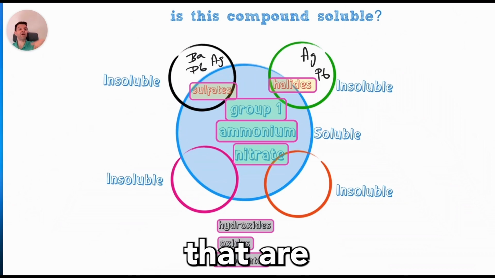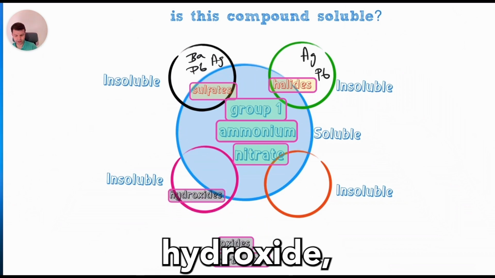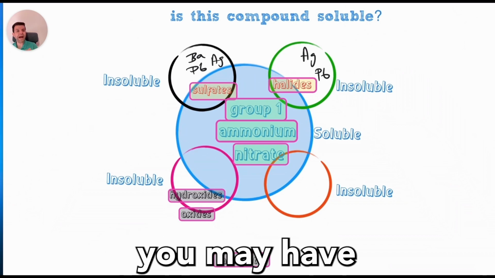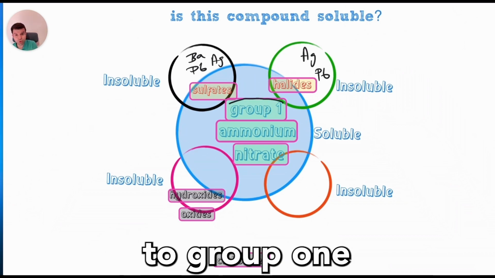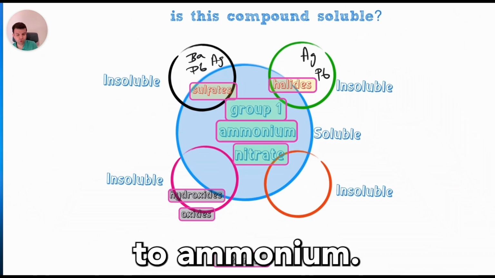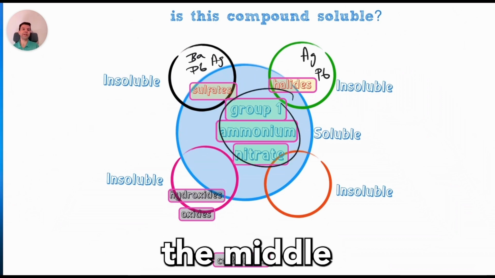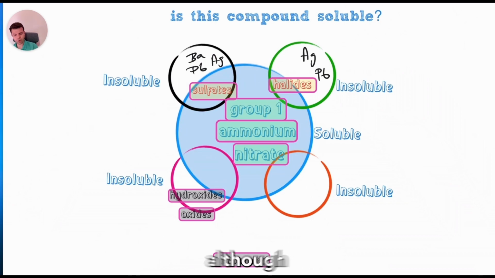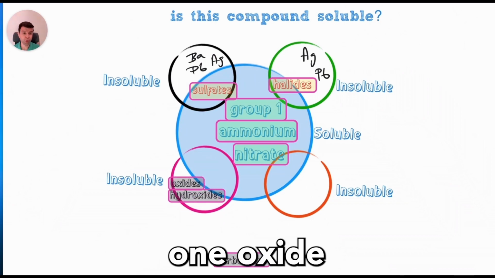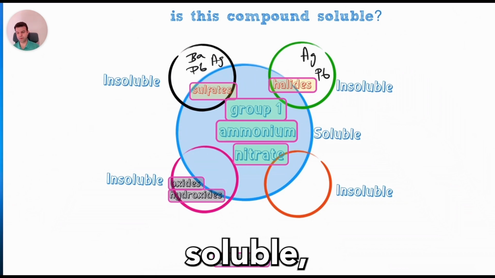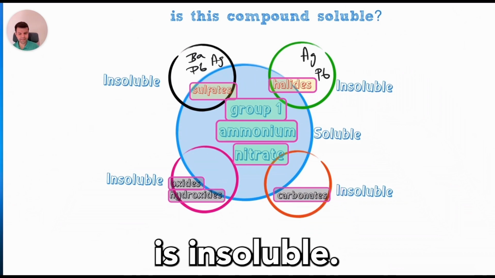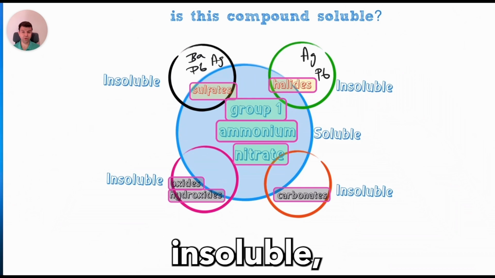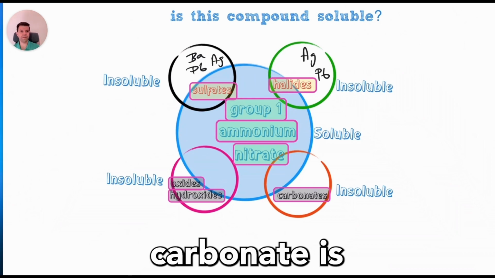Now come the things that are likely to be insoluble. Hydroxides and oxides are usually insoluble, but you may have them soluble if they are attached to group 1 or to ammonium. So the rule in the middle is stronger than the rule outside. Although oxides are insoluble, a group 1 oxide like sodium oxide is soluble. Carbonates are also insoluble, but again, the rule in the middle is stronger, so sodium carbonate is actually soluble.